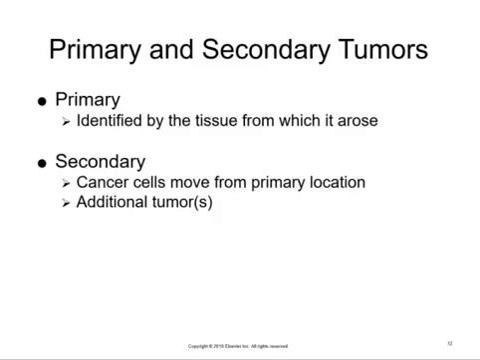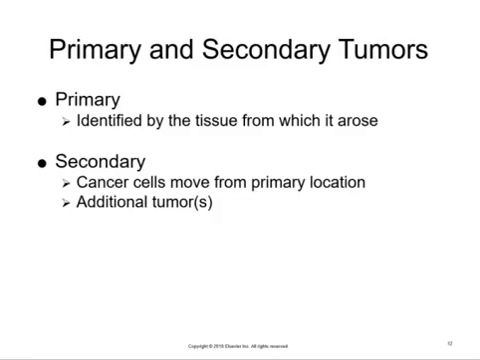The primary tumor is your original tumor and is identified by the tissue from which it arose. It is also called the parent tissue. So if you took this tumor and biopsied it and looked at it underneath the microscope, the tissue is going to look very similar to the original tissue from where it originated. For example, if it is a tumor from the breast, the tissue in the tumor itself is going to look very similar to breast tissue.